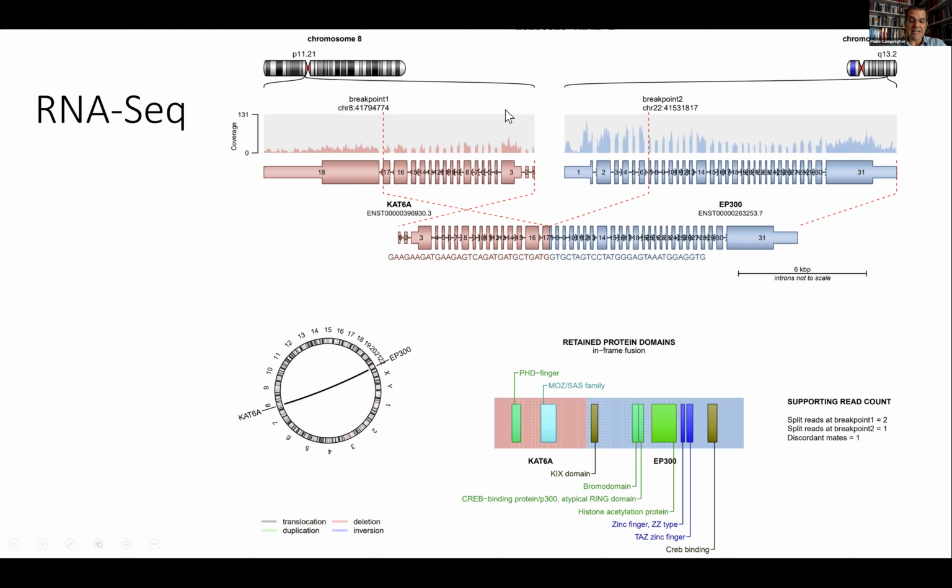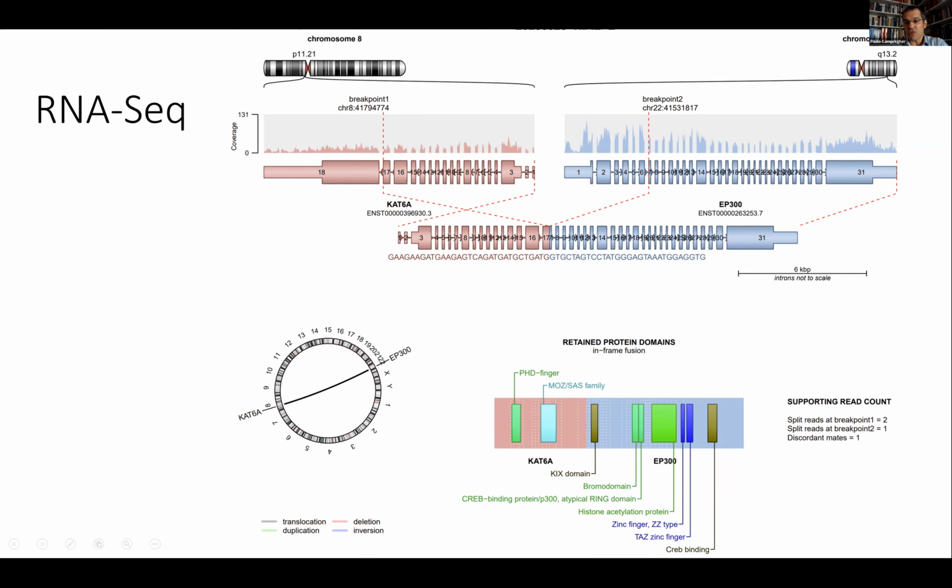translocation 8;22. The patient had a gene fusion involving KAT6A with EP300, right? And this is the output of ARIBA. It's very useful output because it tells us exactly in a visual way where the breakpoint is, what exons from one gene and what exons from the other gene are preserved, and also the domains from both proteins that are preserved.